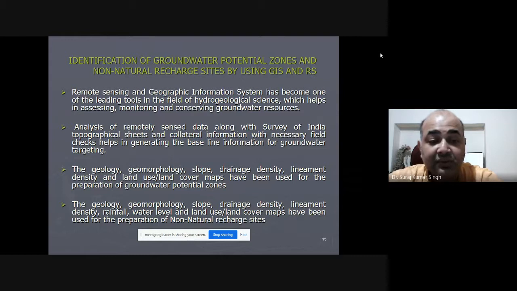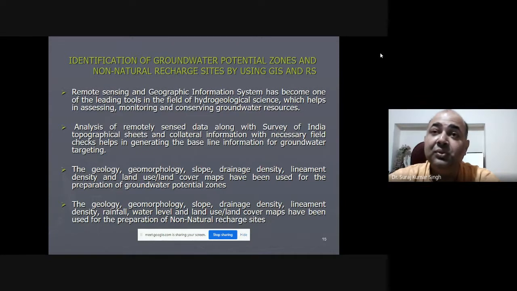Analysis of remote sensing data along with Survey of India topographical sheets and other collateral maps like GSI maps, NBSS maps, watershed maps, and other maps from the various departments will be taken into consideration for generating the information for groundwater targeting. In the present study, we have taken geology, geomorphology, slope, drainage density, lineament density, and land use land cover maps for the preparation of the groundwater potential zone.